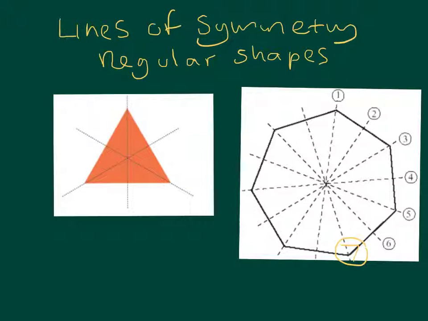Don't get confused and count 6, because if you count this one and that one as separate, you're actually referring to the same line, just from a different position. So you've got 1, 2, 3 lines of symmetry in the triangle, and that matches the number of sides. And here we're on a 7-sided shape, and there's 1, 2, 3, 4, 5, 6, 7 lines of symmetry in this regular shape. In a regular shape, all the side lengths are the same, and the internal angles are all the same. So really the rule is quite simple. The number of lines of symmetry matches the number of sides in any regular shape.